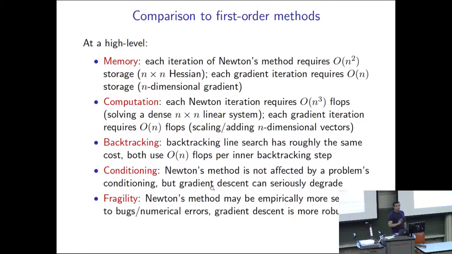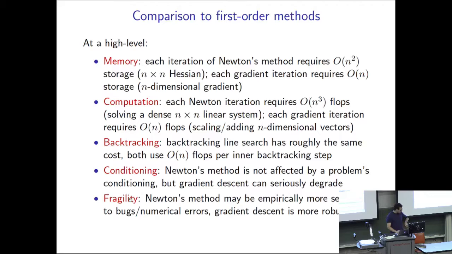Okay, conditioning. Newton's method wins outright in this regard. So in practice, it doesn't matter how poorly conditioned your problem is. Newton's method accounts for that by actually, in a sense, sphering the problem by the Hessian. So it changes the coordinate system so that in the new coordinate system, you have perfect conditioning, by multiplying by the inverse Hessian. Gradient descent can seriously degrade for poorly conditioned problems, and then there's a whole industry that involves preconditioning to try to figure out linear transformations to change the coordinate system before you apply gradient descent in order to avoid this, which we didn't talk about.